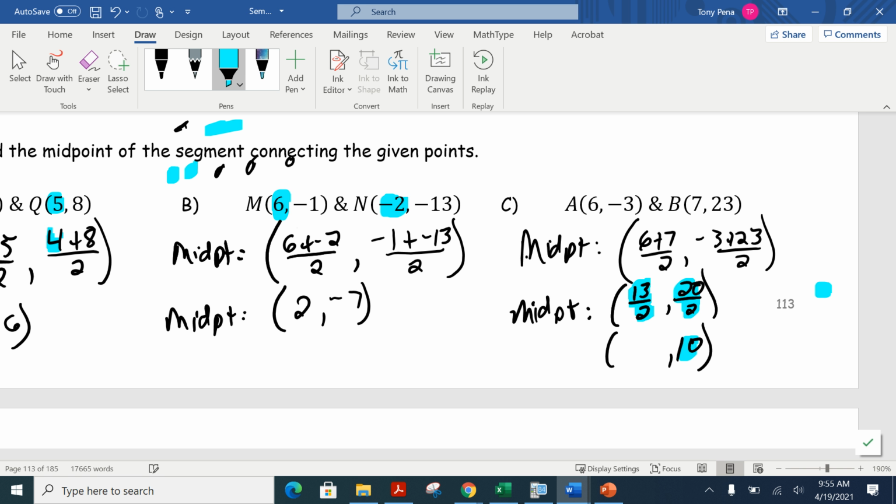It's really up to you how you want to handle this. 13 halves, if you leave it as 13 halves, that's totally fine. And I may leave that multiple choice-wise. If you want to write it as a decimal, that's also fine. So either the 13 halves or 6.5, either way is going to be fine. Fractions or decimals are both totally fine. Okay, we'll get that easy enough.